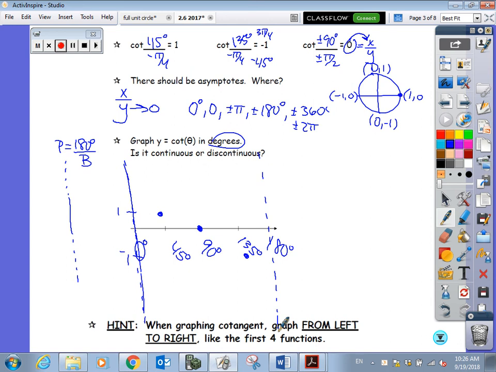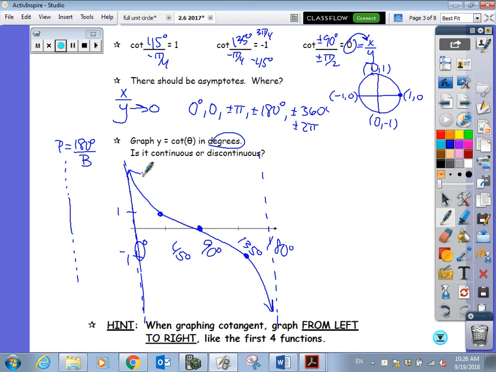Looks very similar to the tangent graph. We have asymptotes on the edges and then 3 points. It's just those points are flip-flopped. And that is what a cotangent graph looks like. Looks like a reflection of the tangent graph.